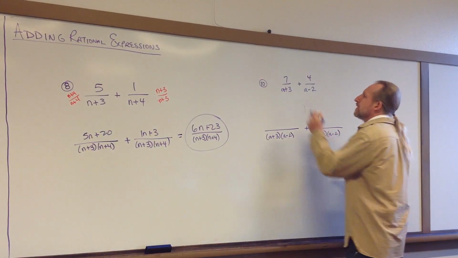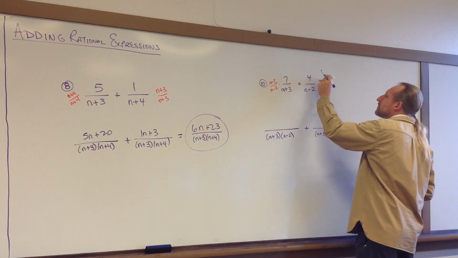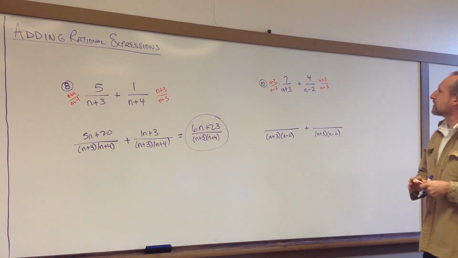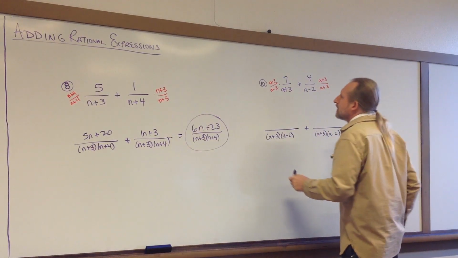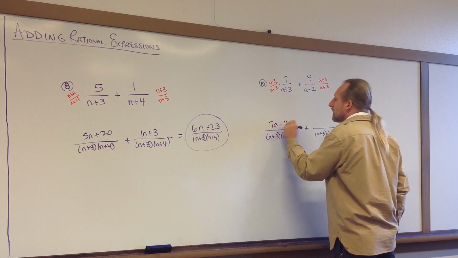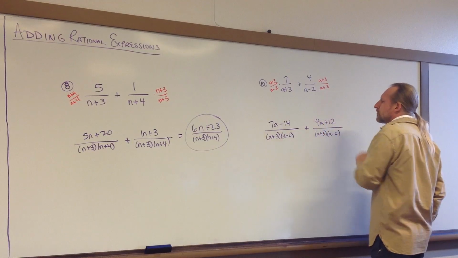And this one needs to get multiplied by a minus 2 over a minus 2. And this one gets multiplied by a plus 3 over a plus 3. So this one right here will be 7a minus 14. This one 4a plus 12.